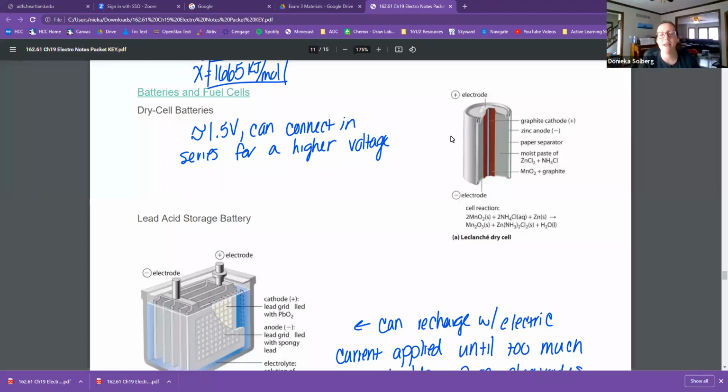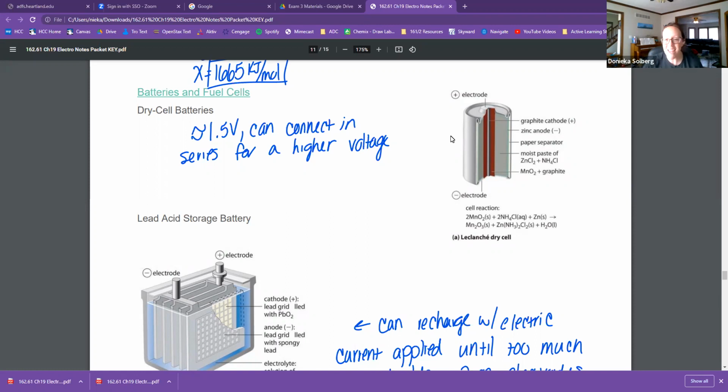All right, so applications of these things. I'm going to talk about batteries, right? That is really the main use of voltaic and galvanic cells. Dry cell batteries are the regular batteries that we use to power lots and lots of things. They're about 1.5 volts, and you can connect them in series to get a higher voltage.